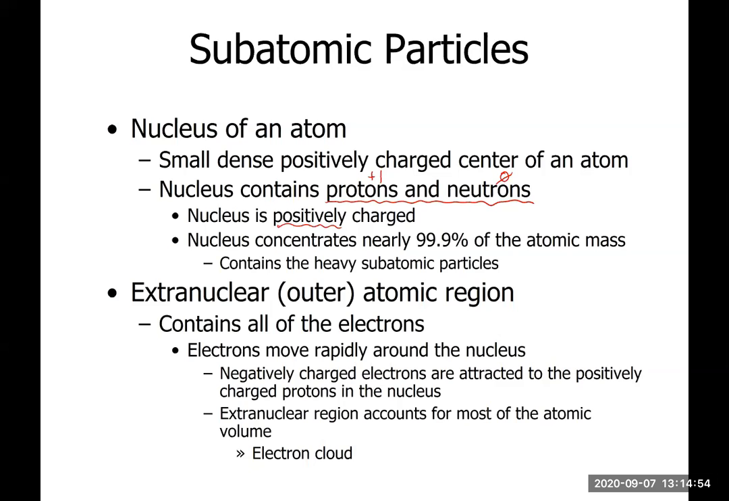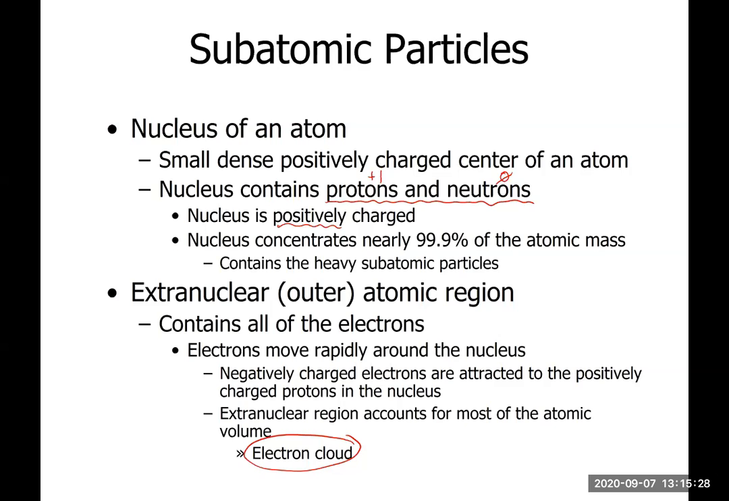The nucleus concentrates almost 99.9% of the atomic mass because it contains, again, the heavy subatomic particles, the protons and the neutrons. The extranuclear, or the outer atomic region, contains all of the electrons, and we often call that an electron cloud. The electrons move very rapidly around the nucleus. They are negatively charged, and they are attracted to the positively charged protons in the nucleus, which maintains the atom structure.